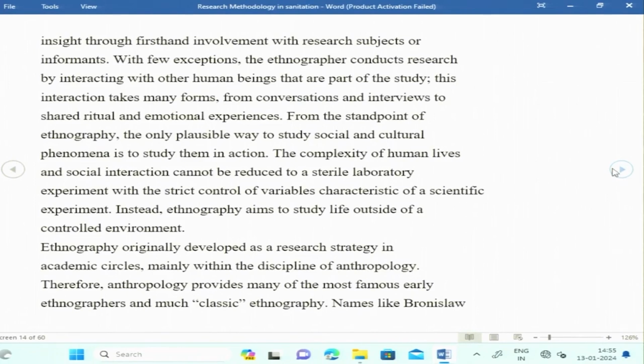And that way I think we try to see that ethnography aims to study life outside of the controlled environment, and that of course is where our strength lies, that we try to go beyond. We try to understand the situations which are disturbing, which are very challenging, and how we as social scientists are going to understand that is going to be important.